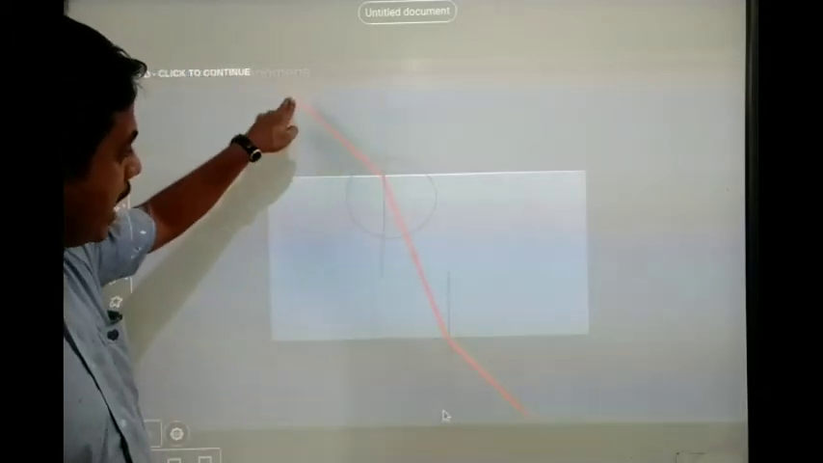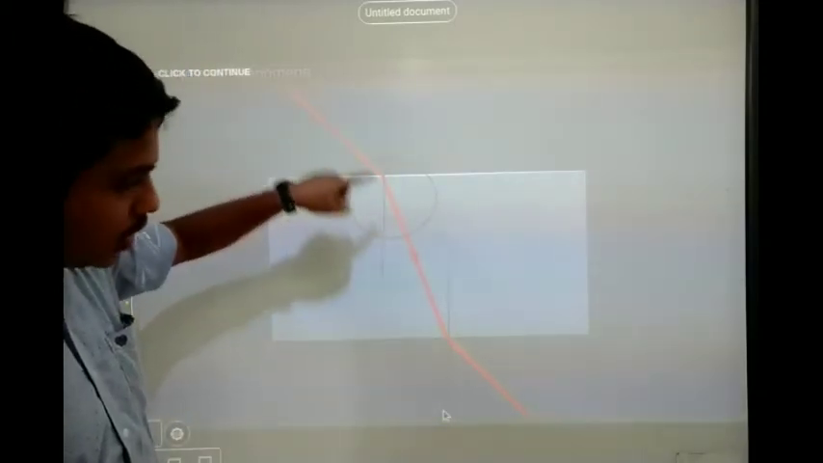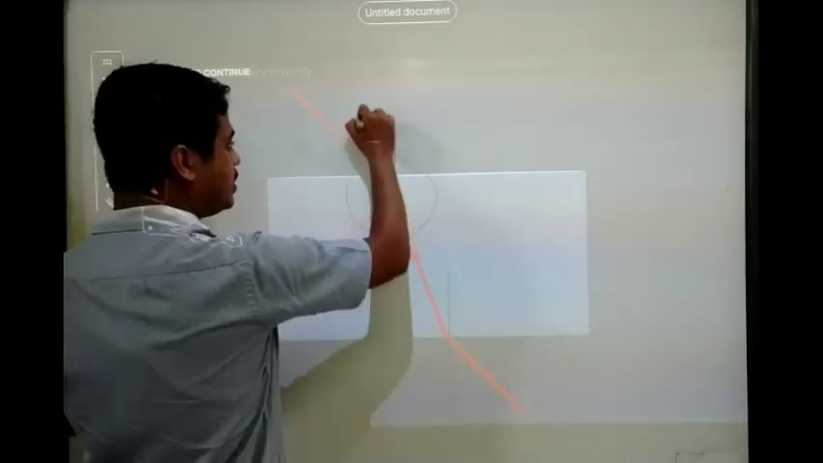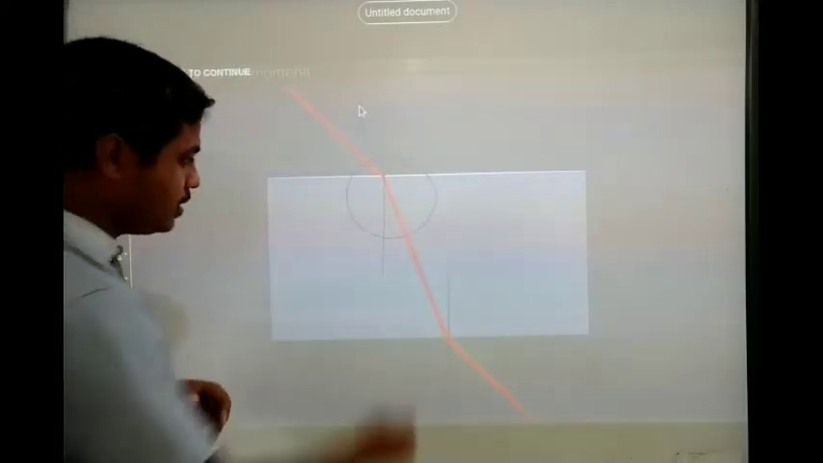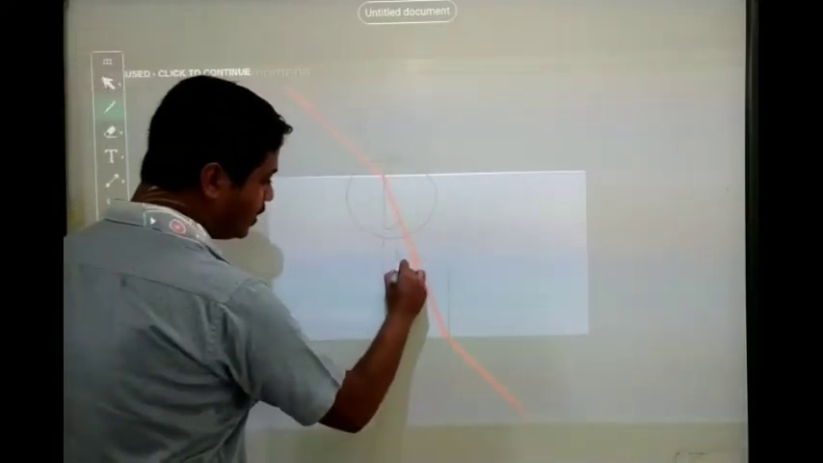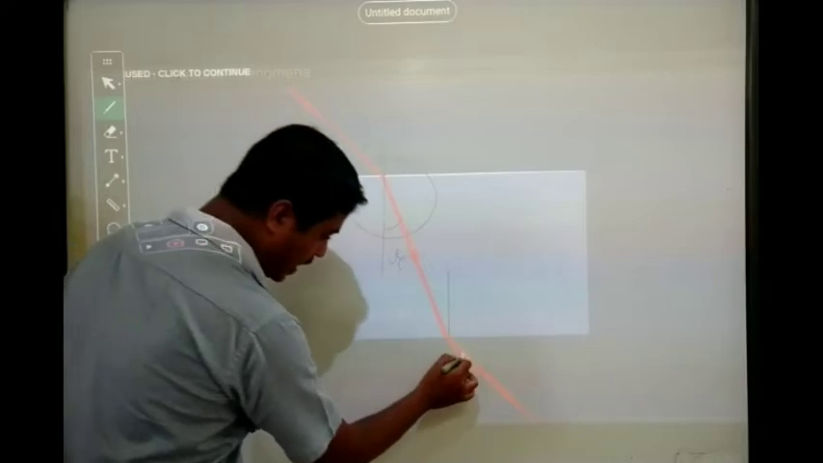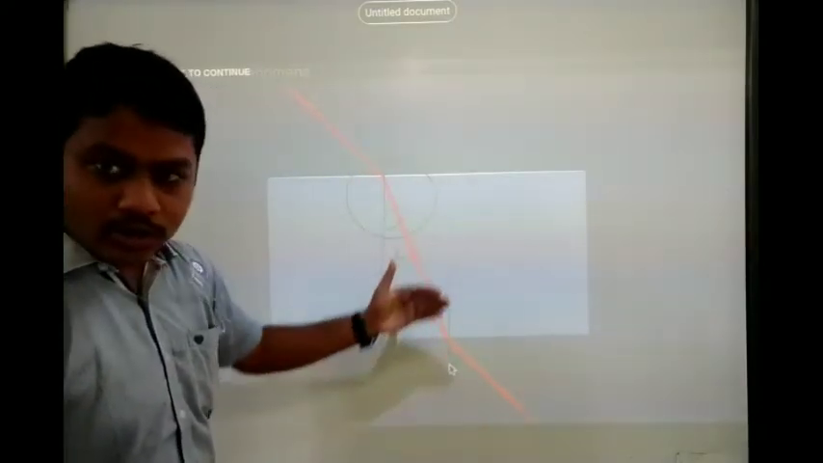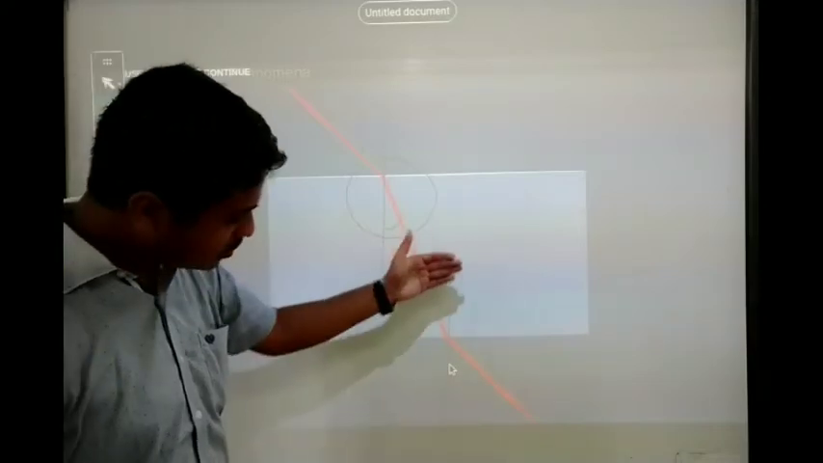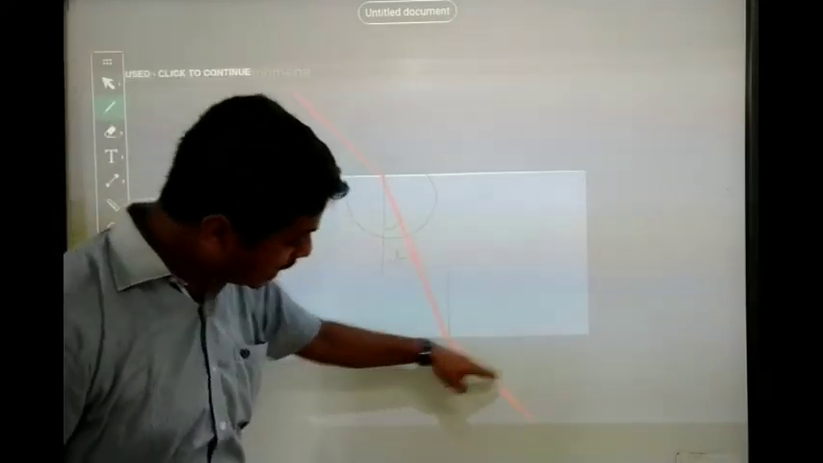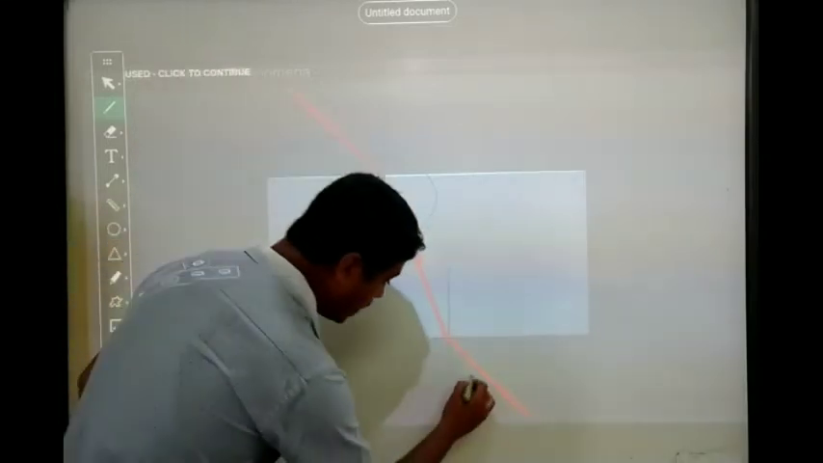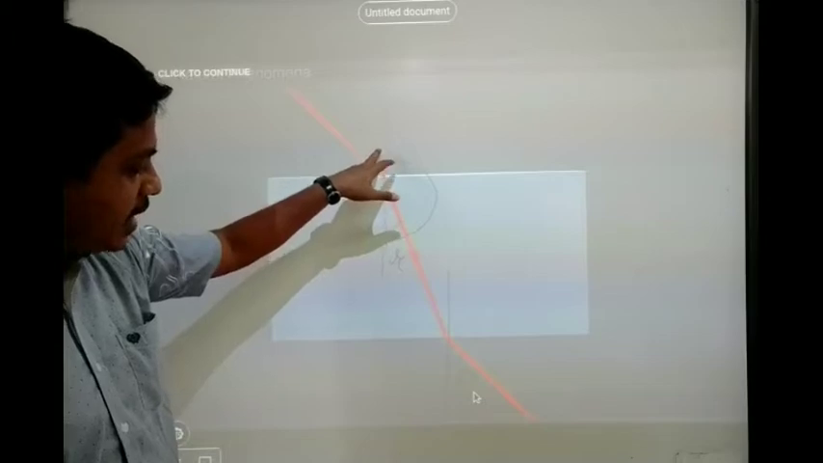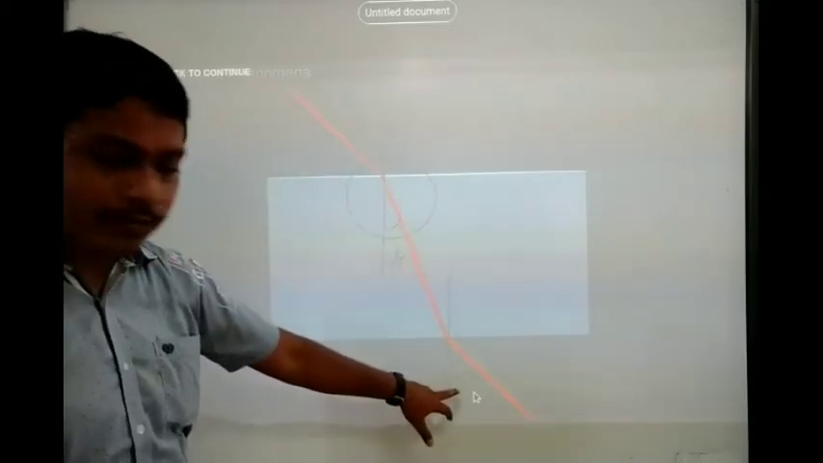So as you can see, when the light ray is coming from the rarer to the denser medium, it bends towards the normal. This angle is the angle of incidence. This angle is the angle of refraction. Again, this angle is the angle of refraction, but since the light ray is going from the glass to the air medium, it is bending away from the normal. This angle is called the angle of emergence: angle of incidence, angle of refraction, angle of emergence.